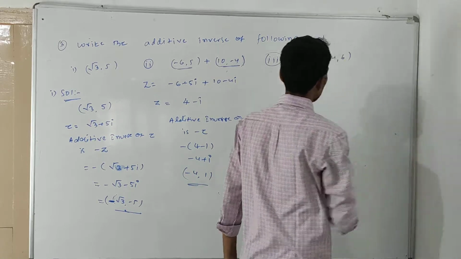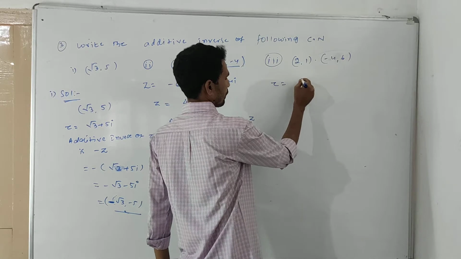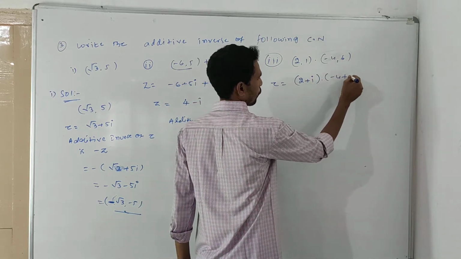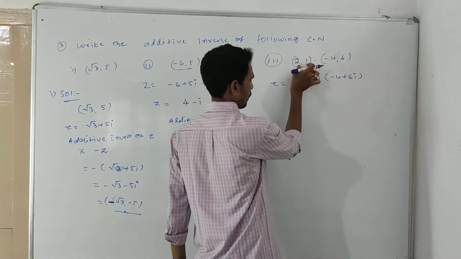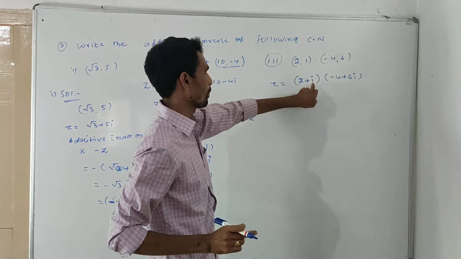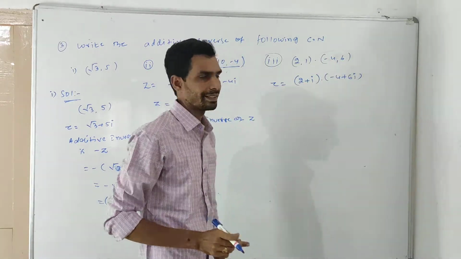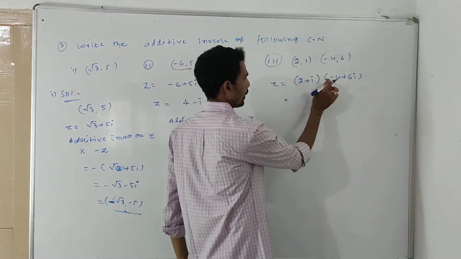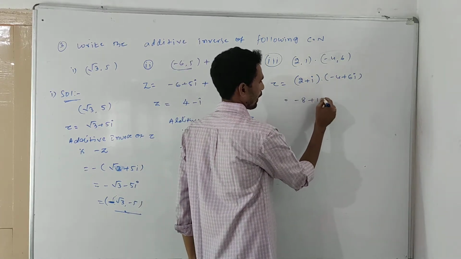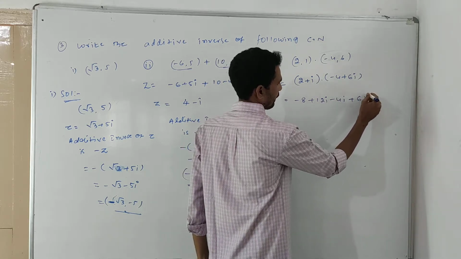Next one, last one, third problem. What is the third problem here? Z is equal to (2 plus i) into (minus 4 plus 6i). Any doubt? First complex number and second complex number. 2 comma 1 means 2 plus i, into minus 4 comma 6 means minus 4 plus 6i. Multiply here: 2 into minus 4 is minus 8, 2 into 6i is 12i, next minus 4i plus 6i squared.